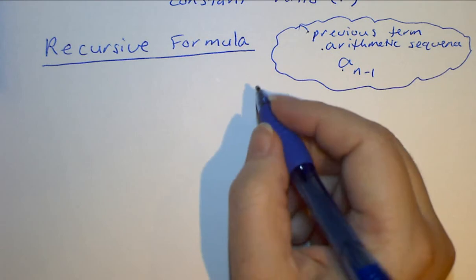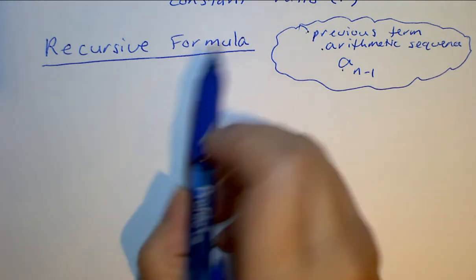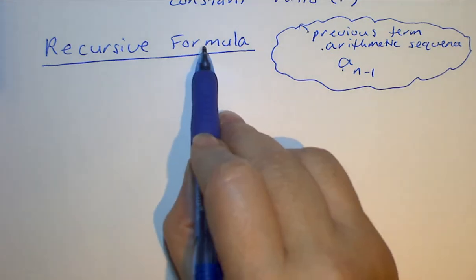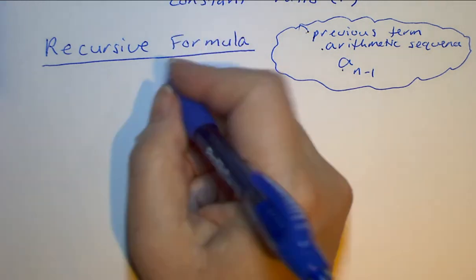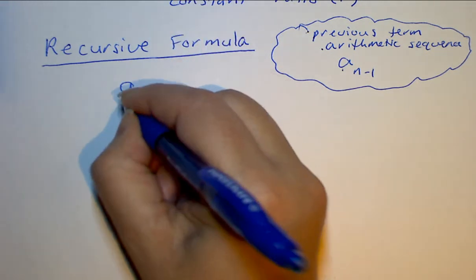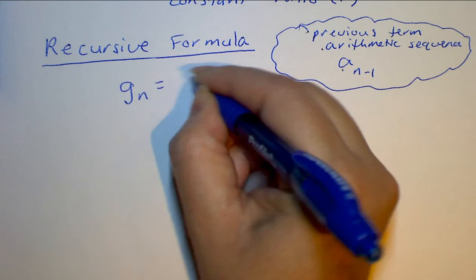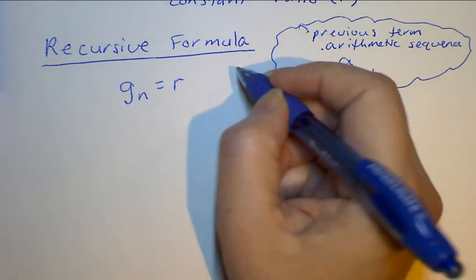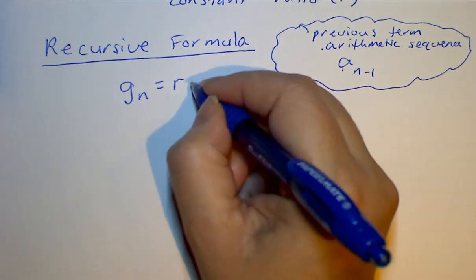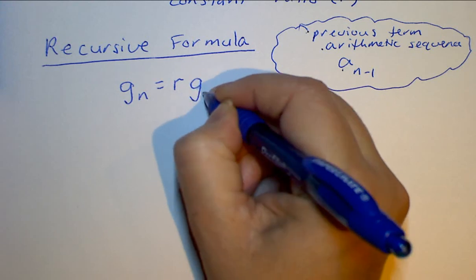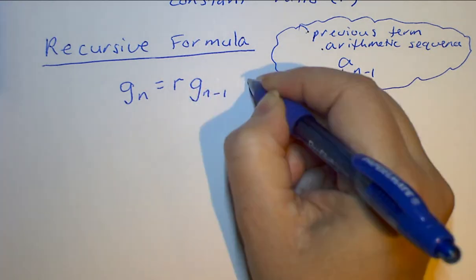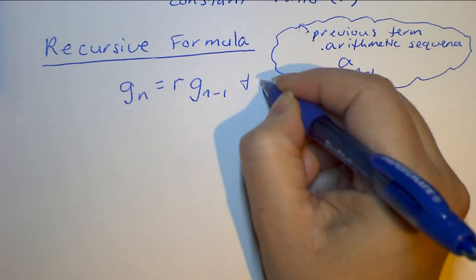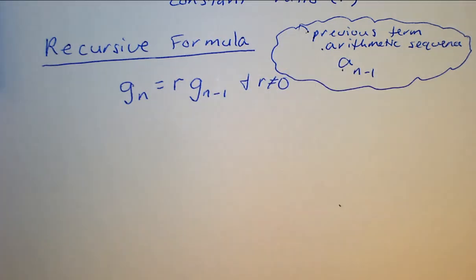So the recursive formula for your geometric sequence would be g sub n is equal to r, which is your constant ratio still, times g sub n minus 1. And just know that r cannot be 0, because if r is 0, it's not going to be a sequence, it's just going to always equal 0.